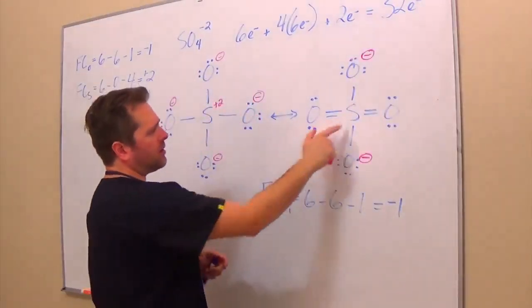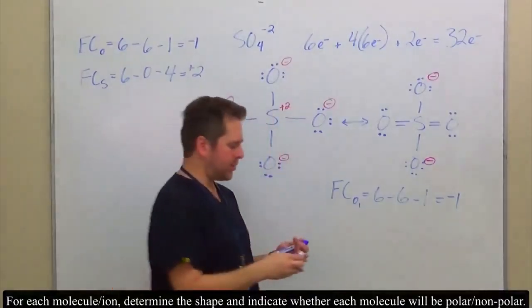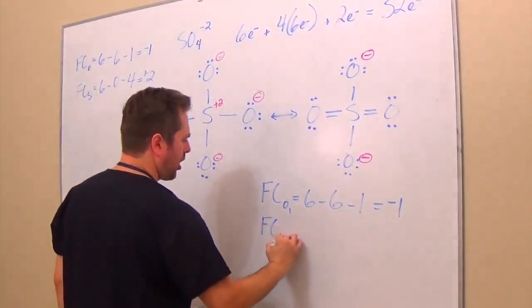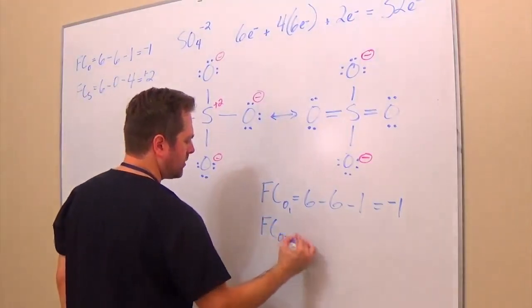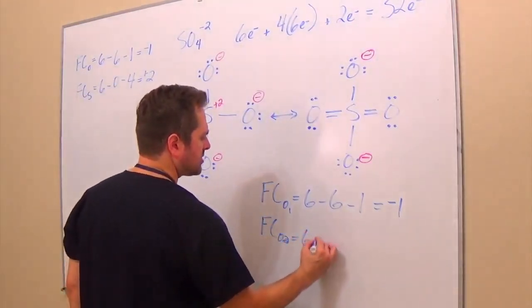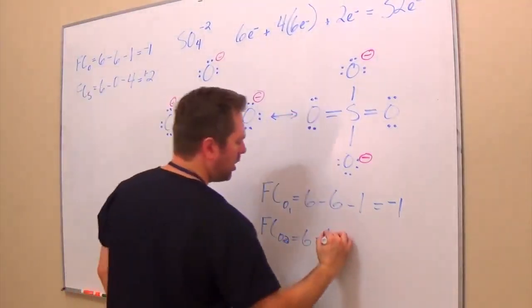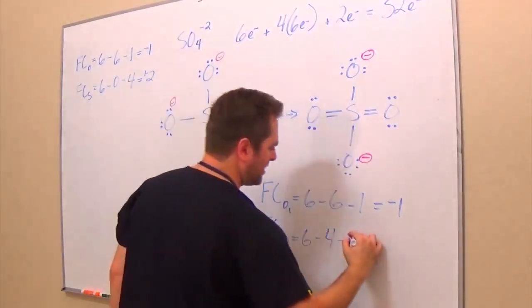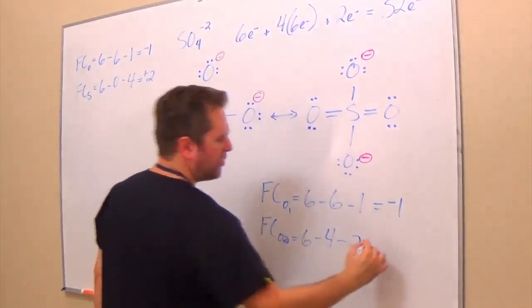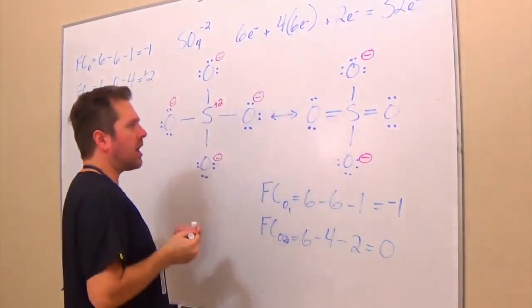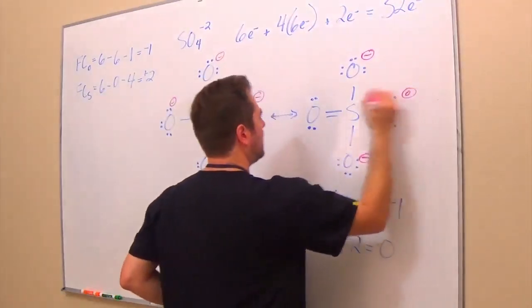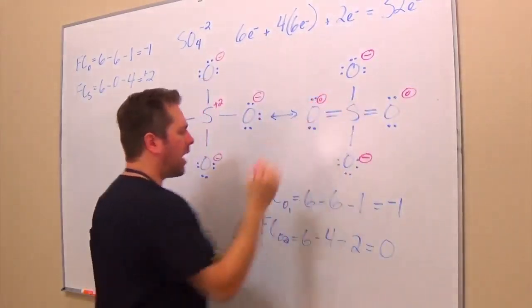We're going to call the double bonded oxygens oxygen number 2 in our formal charge calculations. So formal charge of oxygen number 2 is, they're both 6, minus 4 unbonded electrons, minus 2, 4 divided by 2 is 2. Notice their formal charges are 0 this time because they have the double bond. So 0 and 0. Alright?